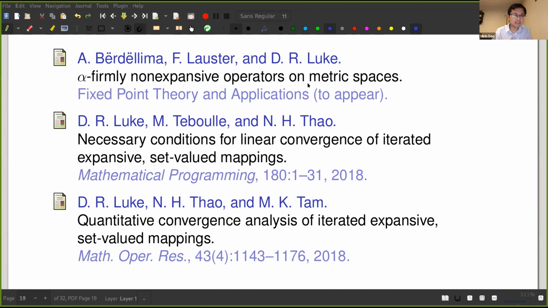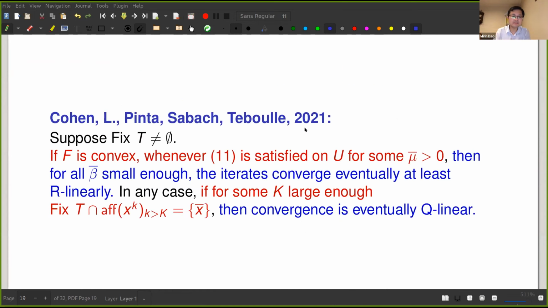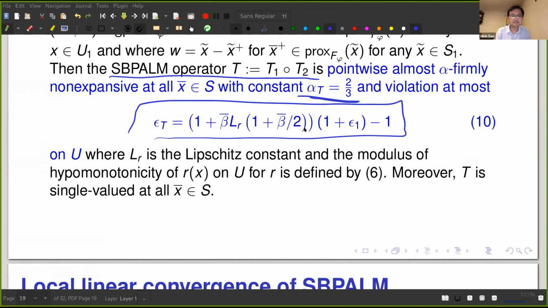Russell, I think your framework about the almost non-expansive, almost fully non-expansive, right, can be applied to many other algorithms. It's not necessarily just the SB Palm. Can you give some other overview on that?